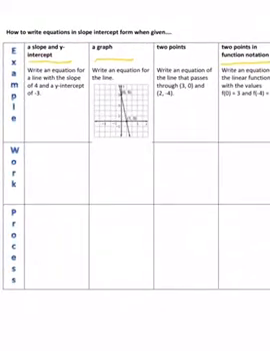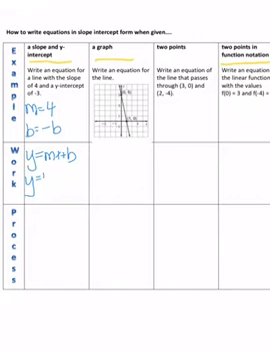So how to write equations in slope-intercept form when given, and now I'm in the first box, a slope and a y-intercept. So they gave us an example. They give us the slope is 4, and the y-intercept is -3. So to do that, you just write y equals mx plus b. This is our slope-intercept form, where m is the slope and b is the y-intercept. So then I just plug in or put in the numbers, substitute for what I have.